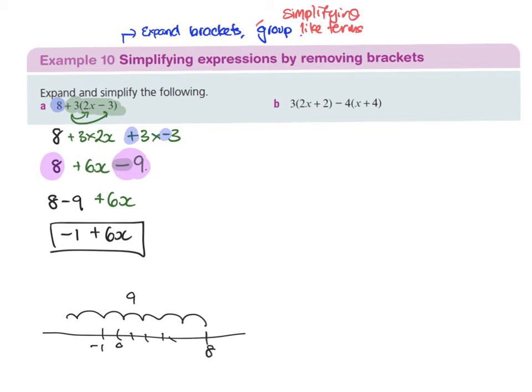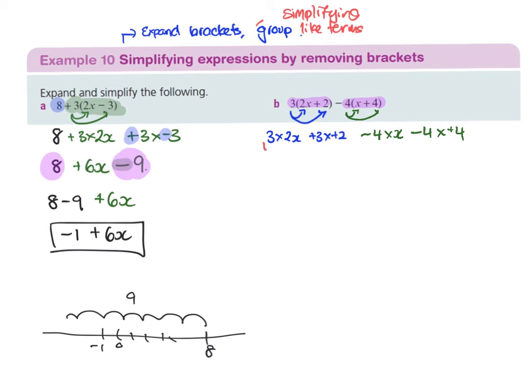All right, awesome. Now with this next one over here, we're still going to expand the brackets, but we've just got 2 bits. It's like a bigger question, but we still do the same. So we're going to use the brackets first. I'll do this one first here. So I've got 3 times 2x and positive 3 times positive 2. And then if I did this one here, expanding this bracket, I've got negative 4 times x and negative 4 times positive 4.